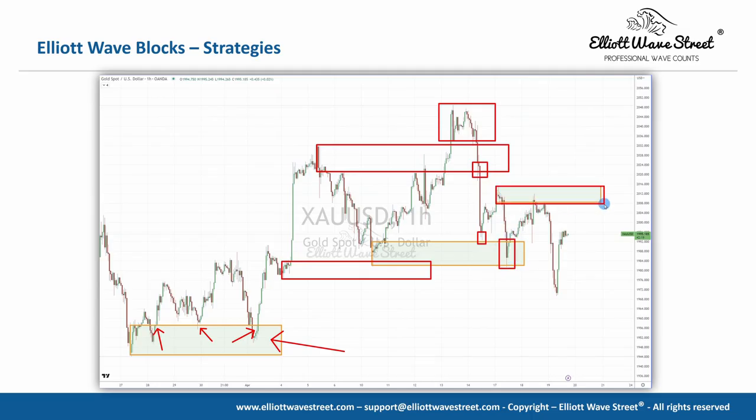At the same time, we have another Elliott wave block here. The price rejects precisely there and moves down. Right? And that's where we are. So pretty interesting.